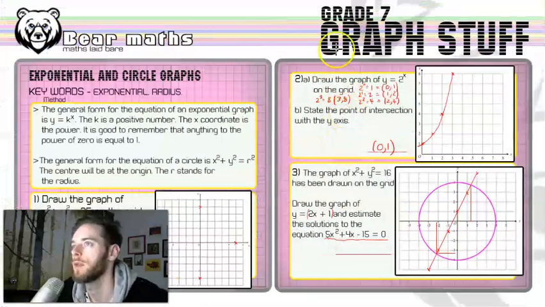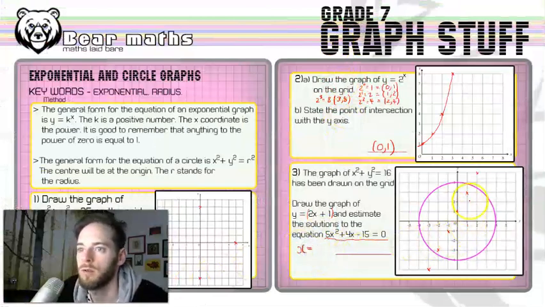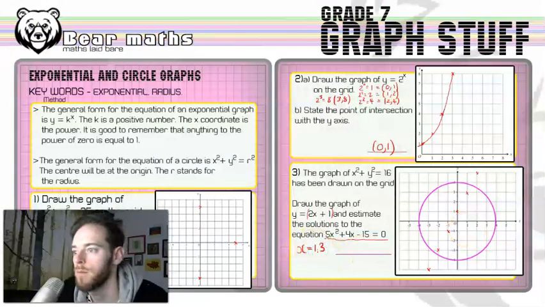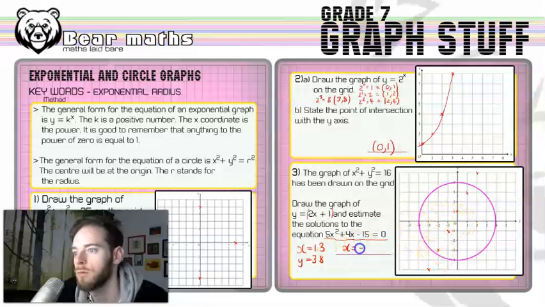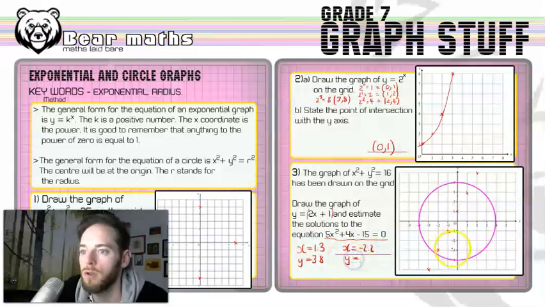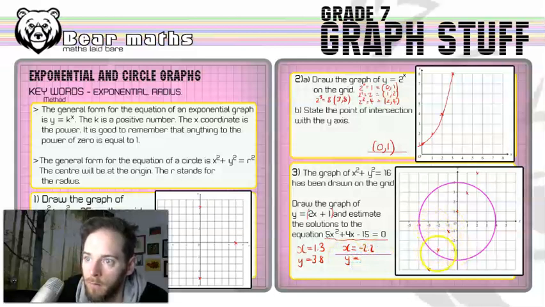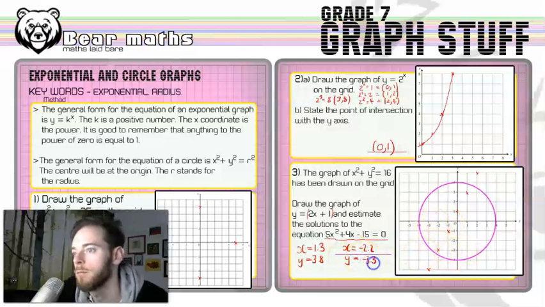I'm going to zoom out of that and try and write those things in. That's going to disappear, unfortunately. So if x is equal to about 1.3, then y was about 3.8. And if x is equal to about -2.2, then y is equal to -3.3. So there are our solutions to that particular quadratic equation.